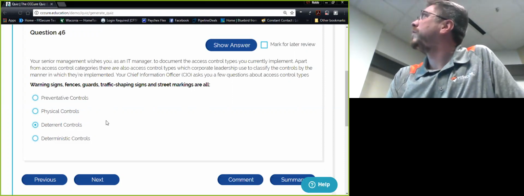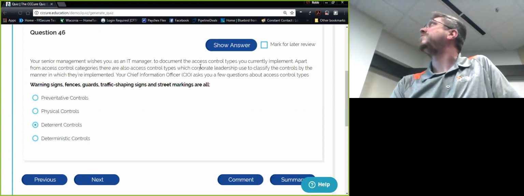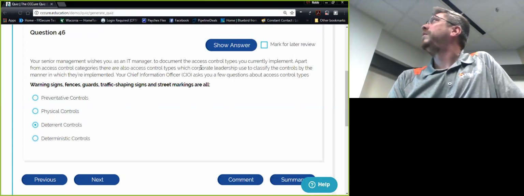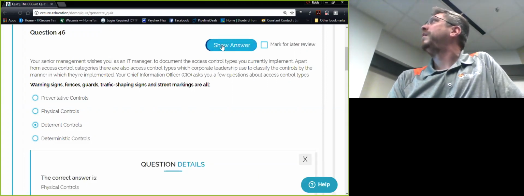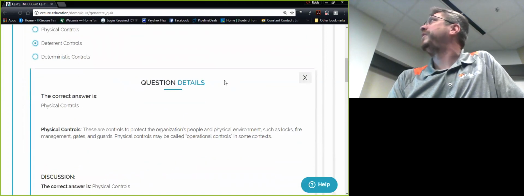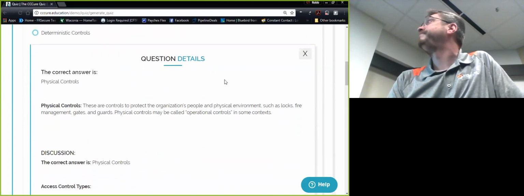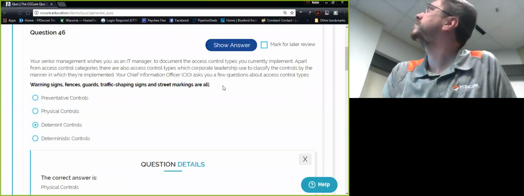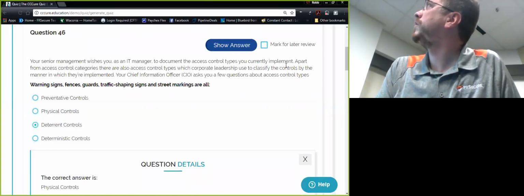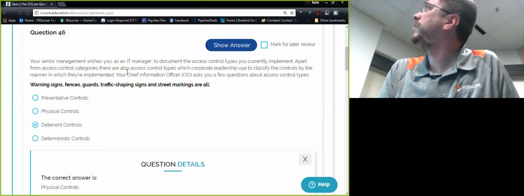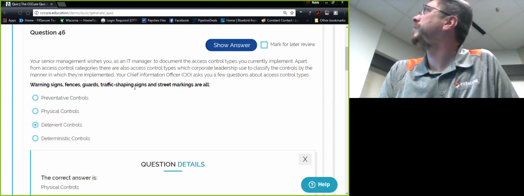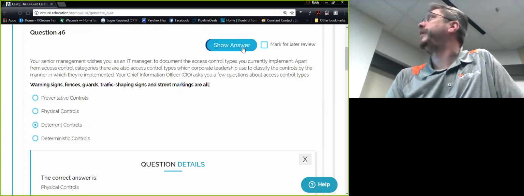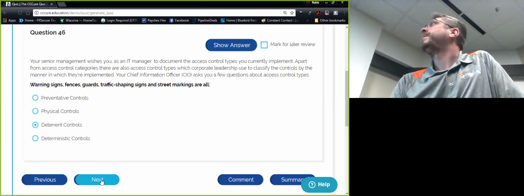I think all of our logics are correct. It's a crappy question. It's physical, so why does it say that? Oh, it's in that paragraph you highlighted. There are types which corporate leadership use to classify the controls by the manner in which they're implemented. So they're implemented in a physical manner, oh, there you go, apparently not in a deterrent manner.